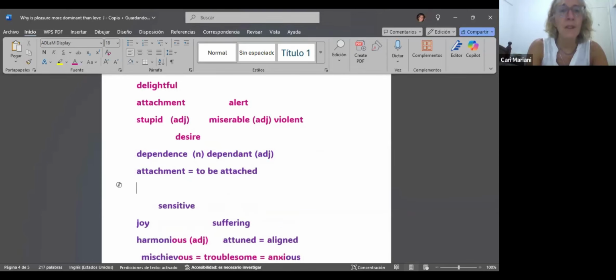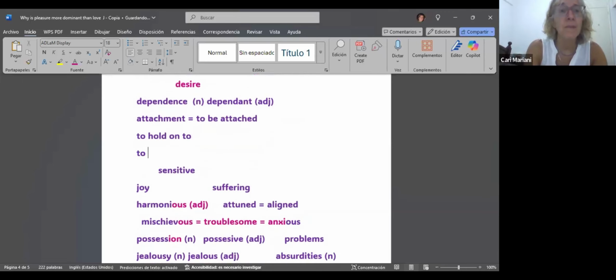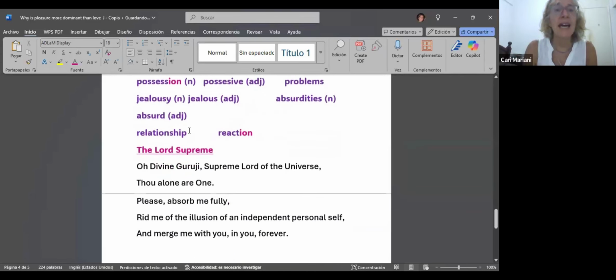Or you can say to hold on to a relationship, for example. To hold on to. Aferrarse. Or to get involved. Involucrarse. Attachment, involvement. And here we say a relationship. Relationship, is it a noun or an adjective? A noun. And -ship is another suffix that is a signal that the word is a noun.